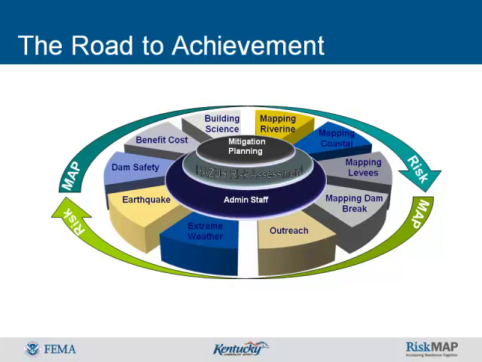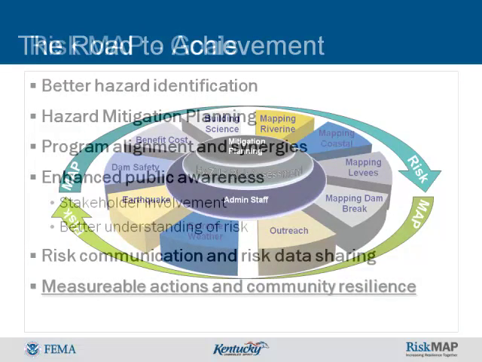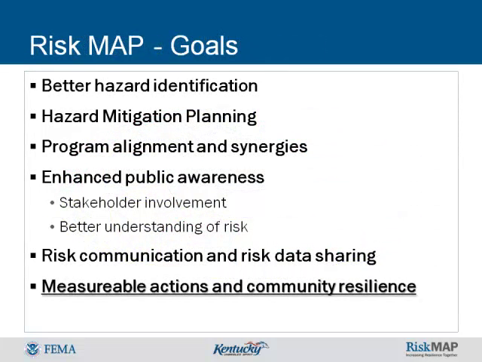Due to improved science, FEMA and its partners are able to better identify and quantify risks from natural hazards. This learning module will focus on the products and datasets that FEMA has developed to better quantify flooding risks. The goals for RiskMAP include the following: better hazard identification, hazard mitigation planning, program alignment and synergies, enhanced public awareness through stakeholder involvement and better understanding of risk, risk communication and risk data sharing, measurable actions, and community resilience.